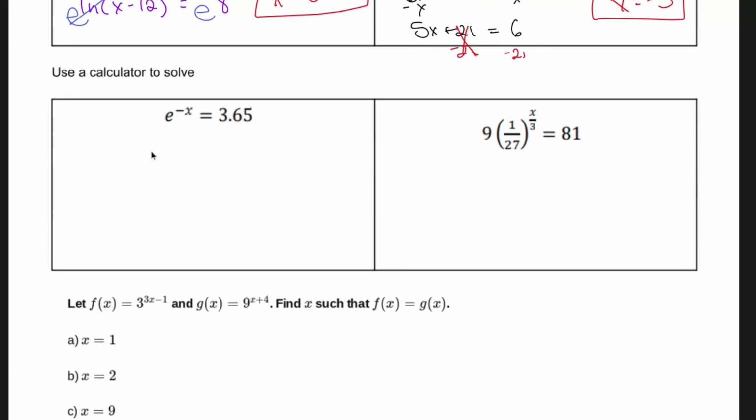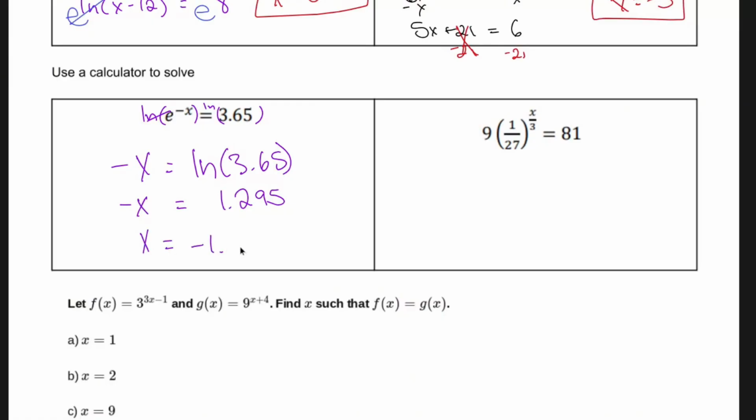All right, we got to get that x all by itself, so let's ln both sides, and this is where we're going to need our calculator. Okay, so in fact, we don't need a calculator. We do need a calculator. I'm not going to go off to the side and figure it out. This one, just go to your regular calculator and find out what ln of 3.65 is. Okay, I'm going to quickly do that and let you know what I got. All right, so Mr. Calculator says it's 1.295. So negative x equals that, which means positive x equals negative that.